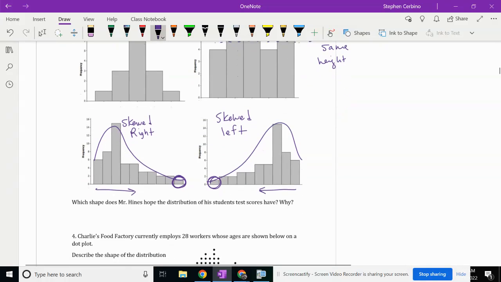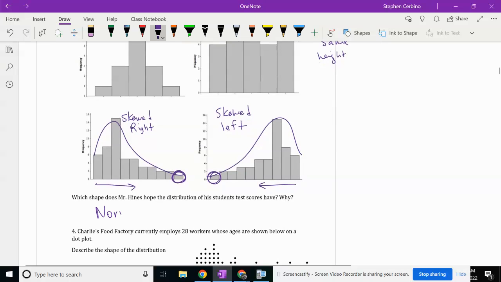So we'd actually want a normal curve because it's a balanced score. That would mean Mr. Hines created a fair test where a lot of his kids did well, some of his kids did not so great, but the majority of the kids did right in the middle. So a lot of kids got in the 70s and 80s.